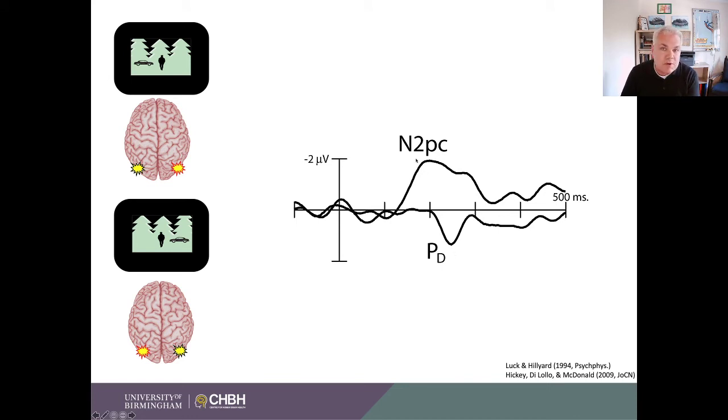And so the N2PC and PD now define a continuum of selection. At one extreme, you have full-on selection, strong selection represented in the N2PC. Then you have a whole bunch of intermediary points all the way to the other side where you have very, very strong suppression of a stimulus. And we can use this continuum as a measure of the selective processing of stimuli in visual scenes.